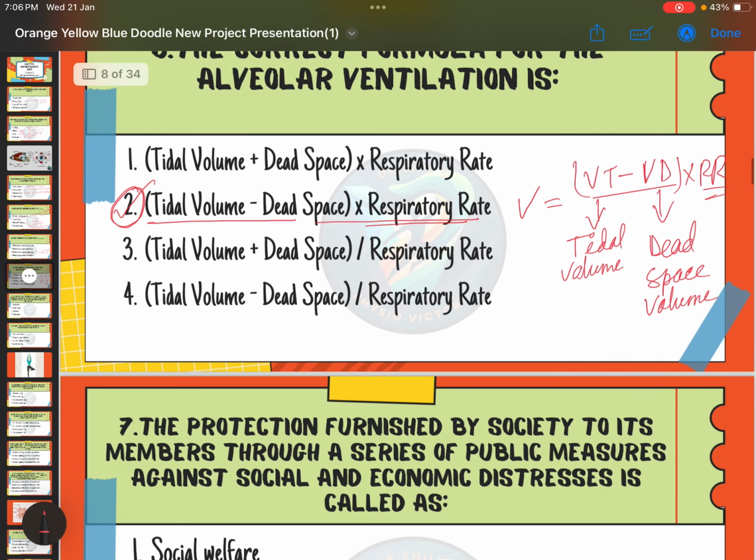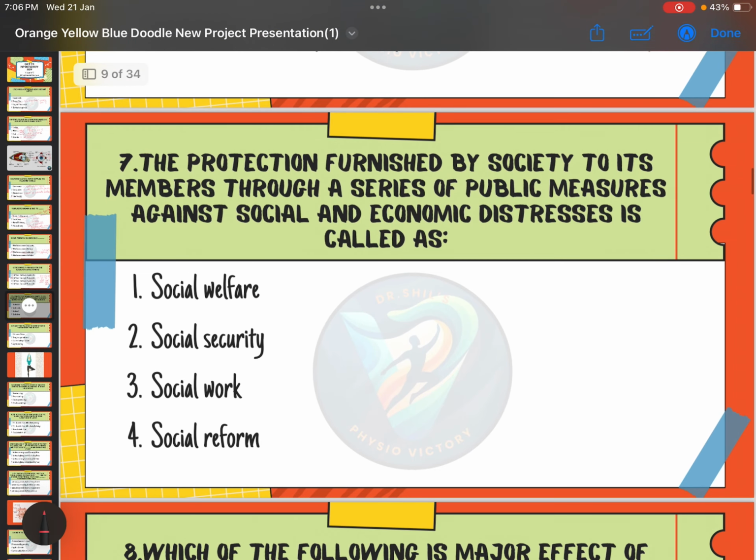Next, come to question number 7. The protection furnished by society to its members through a series of public measures against social and economic disaster is called as option 1 social welfare, option 2 social security, option 3 social work, option 4 social reform. Here the correct answer is option 2 social security.